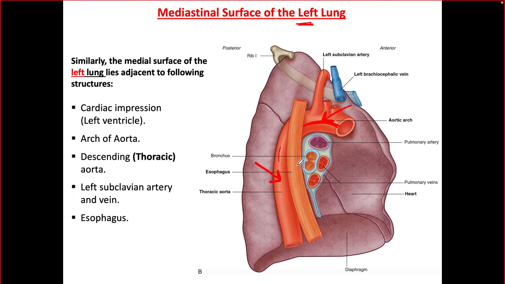And also, again, for the esophagus, and for the first rib, subclavian vein and artery. And here, most importantly, is the cardiac impression for the left ventricle. It's large, larger even than the right.